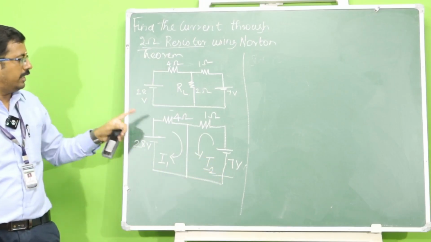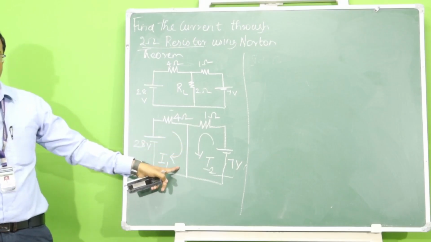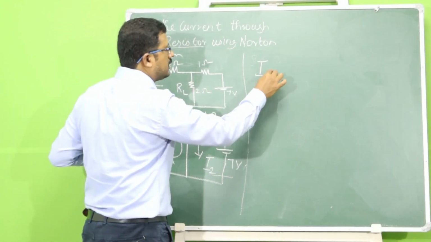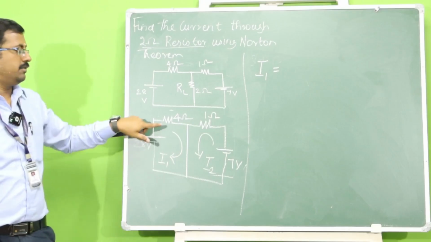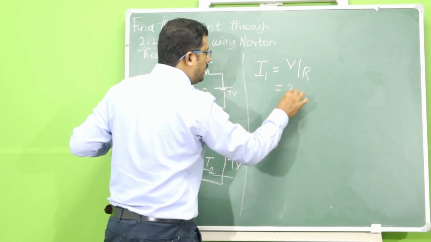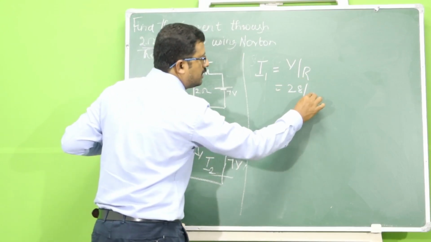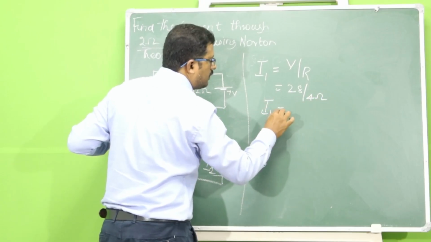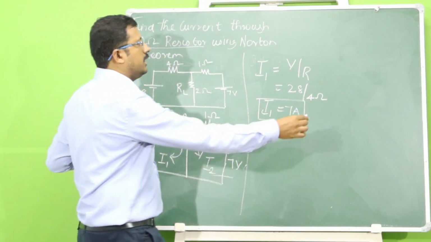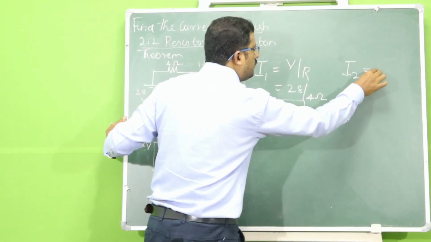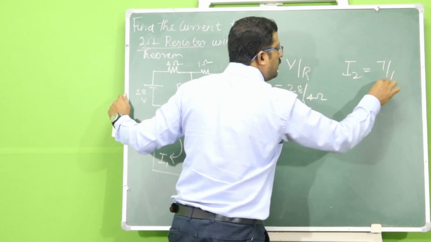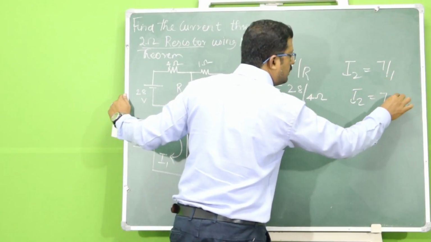Our objective is to find the value of current flowing in this short circuited path. So try to find the values of I1 and I2. I1 is equal to, just apply Ohm's law. We have a 28 volt source and a 4 ohm resistor. So I is equal to V by R. You will get 28 volt divided by 4 ohm, which is equal to 7 amps. So this is my I1 current. Similarly for I2, again Ohm's law. I2 is equal to, we have a voltage source of 7 and a resistor of 1 ohm. So you will get 7 by 1, I2 as again 7 amps.